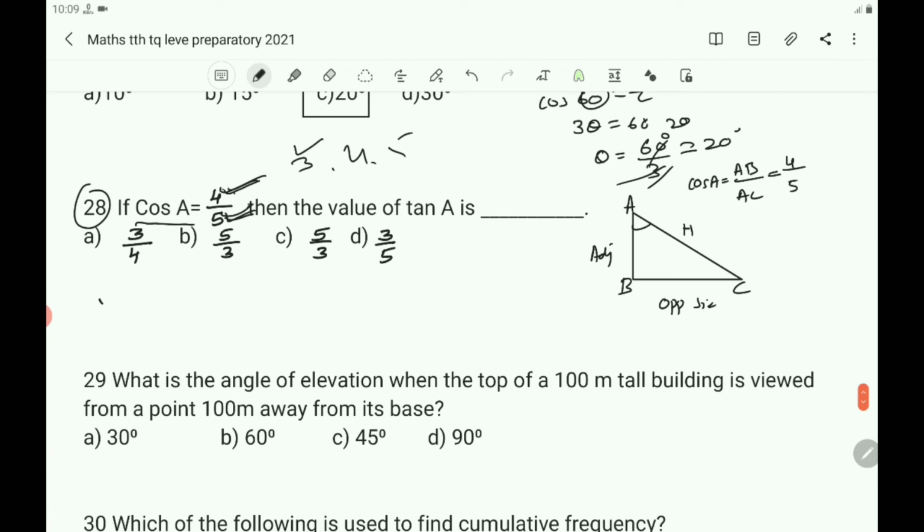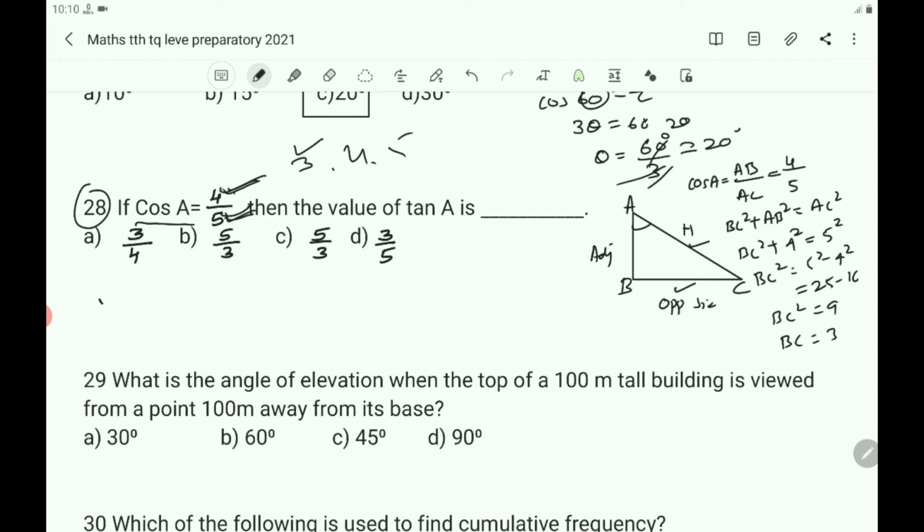And by using the Pythagoras theorem, you can take it as K, or otherwise you can do it directly. To get the opposite side BC, you know that BC square plus AB square equals AC square. AB is 4, square; AC is 5, square. Then BC square equals 5 square minus 4 square, that is 25 minus 16, which equals 9. BC square equals 9. Then BC equals what? 3.